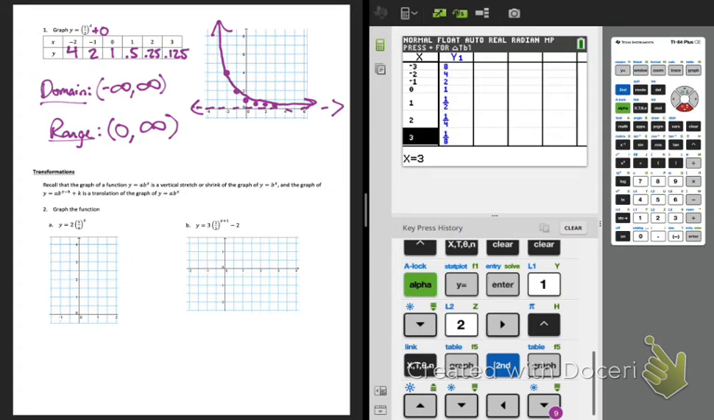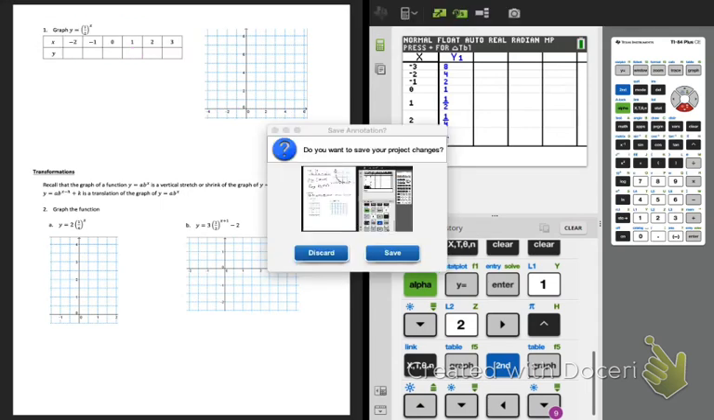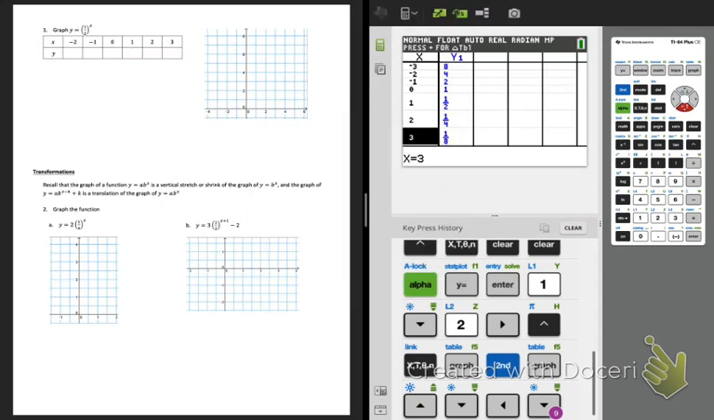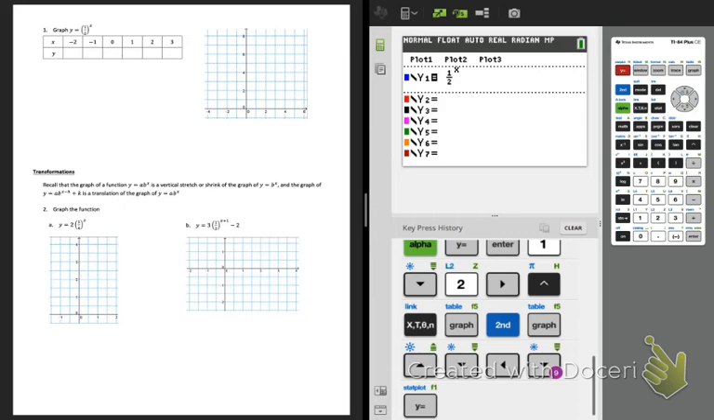Transformations that occur with decay graphs are the same as the ones that occur with growth graphs. So different things will affect the sharpness of the curve and the location of where it is on the x and y axes as well. So let's take a look at these last couple of examples here, plot them correctly, and we can identify some key pieces from there. So let's look at number 2a.